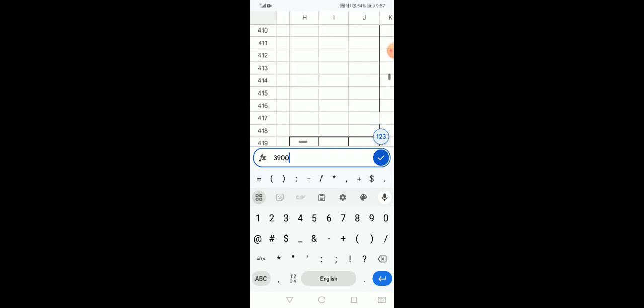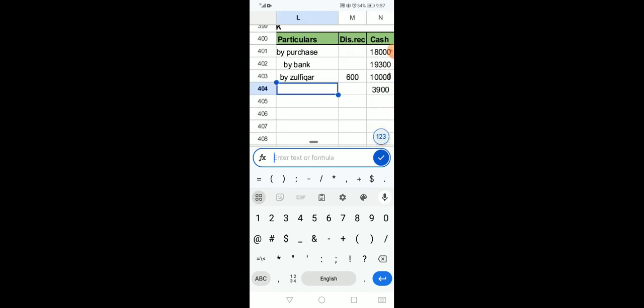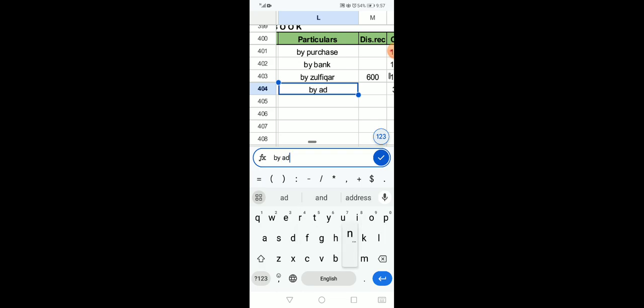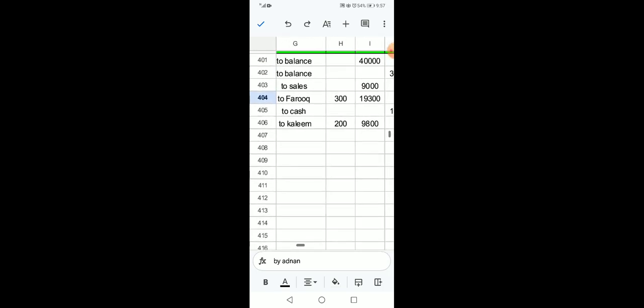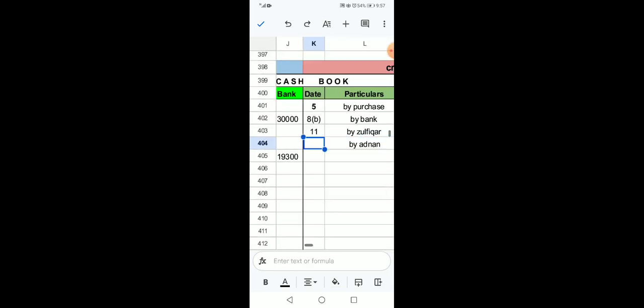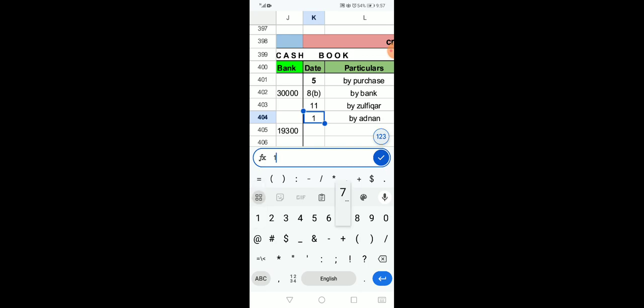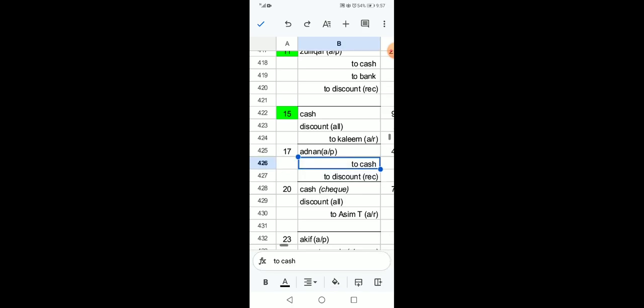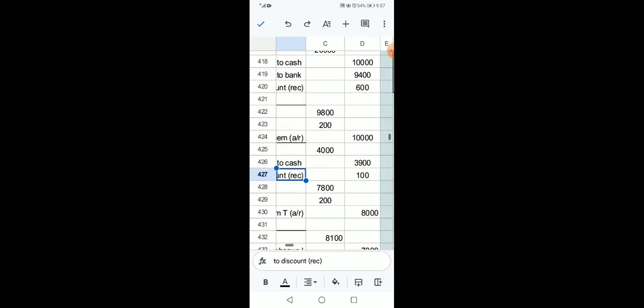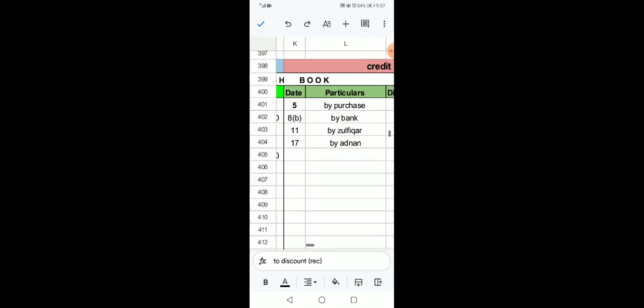Adnan is written on opposite side of cash, so you will mention name of Adnan with an additional word of "by" over here. Now see the date, which is 17. Write down date 17 in date column. In this way half part of 17 has been completed. In 17 there were two parts. Cash is posted. Now discount is on credit side 100.